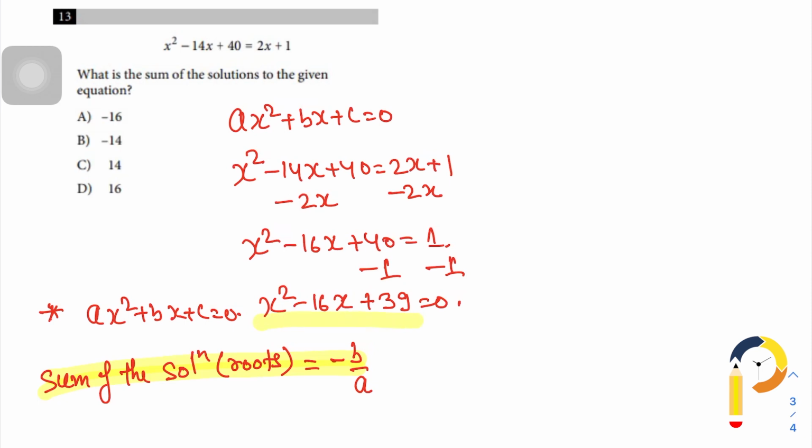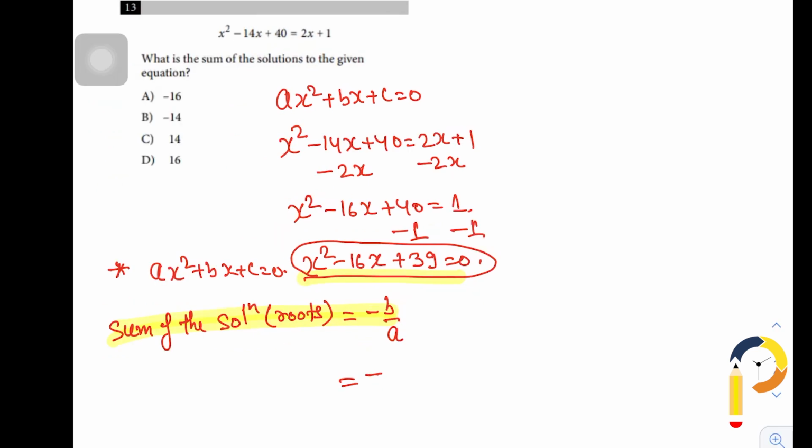So using this, can you find the sum of the roots or solutions of this equation? Yes, you can. What is that? Negative b. What is b there? If you see this, a is equal to 1, b is equal to negative 16, and c is equal to 39. So negative b, which is negative of negative 16, divided by a, which is 1. So this becomes negative negative positive, divided by 1, that is equal to 16. So what we got? The sum of the solutions is 16. That's our answer.